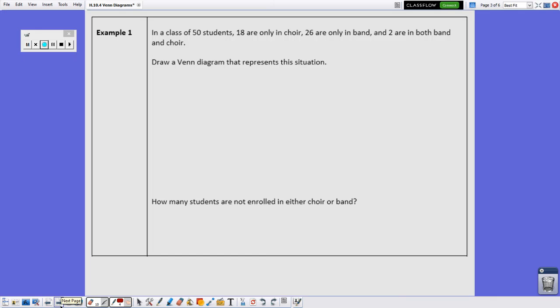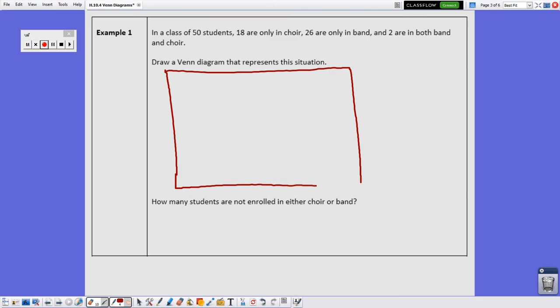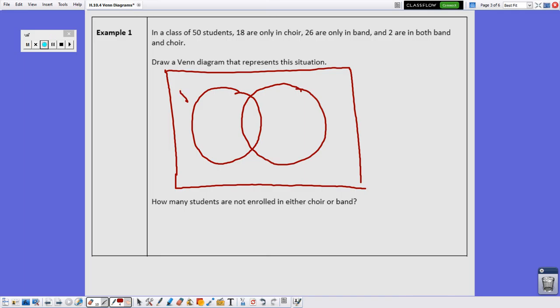Okay. For our first example, we are looking at a class of 50 students. 18 are only in choir, 26 are only in band, and 2 are in both band and choir. We need to draw a Venn diagram to represent the situation. So, of course, we're going to start with that rectangle. And what are the two things we're talking about here? Band and choir. So I'm going to go ahead and label each one of these circles: band, and the other one is choir.